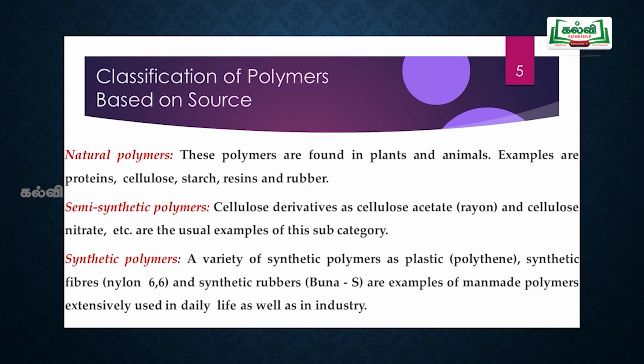Synthetic means completely prepared in industries. It can be prepared only in laboratories and industries, without using any natural polymers. That is called synthetic polymers. Examples are polyethylene, Buna-S rubber, Buna-N rubber, and nylon 66. There is a variety of synthetic polymers. So remember, classification based on source is of 3 types: natural polymer, semi-synthetic polymer, and synthetic polymer.